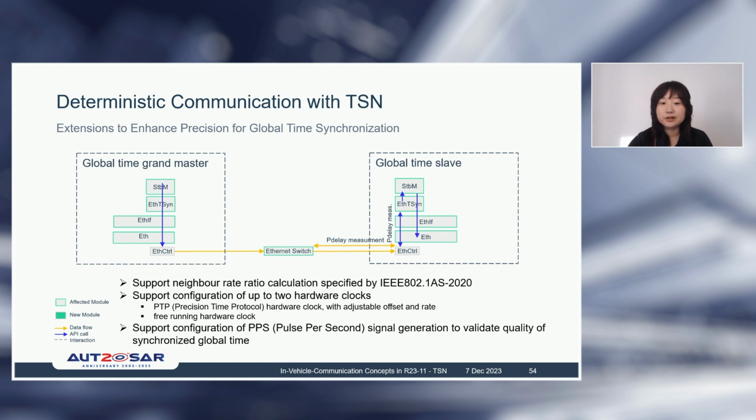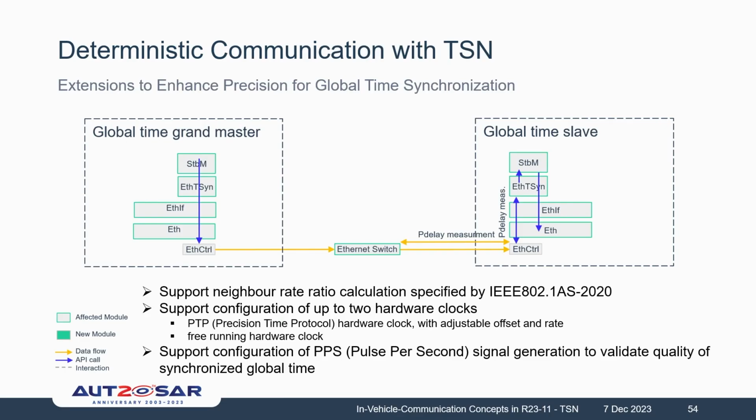AUTOSAR introduces in this release different measures to achieve high precision of global time sync. Look into the architecture view. The software modules in the green frame here are the modules affected or extended for improving the precision. AUTOSAR introduces neighbor rate ratio calculation in Ethernet timesync modules following the IEEE generalized PTP 2020 version, which is the latest version. Neighbor rate ratio calculation is used to compensate for frequency drifts between different clocks. This calculation is necessary for high accuracy when timestamps are taken from different clocks.